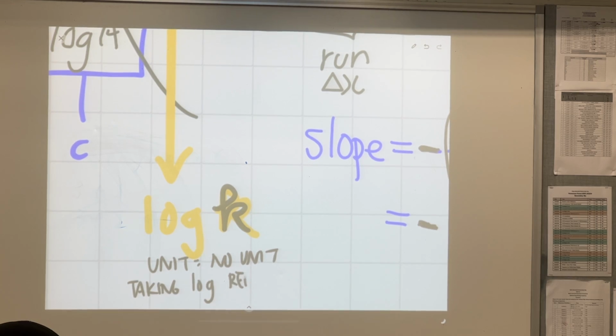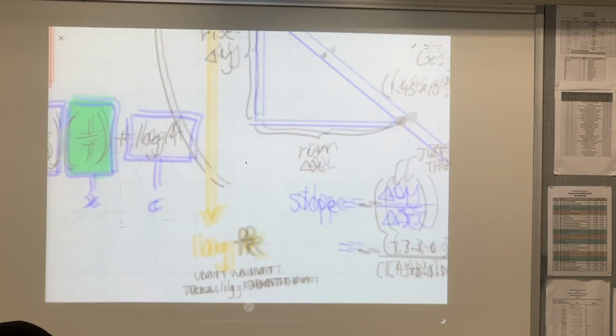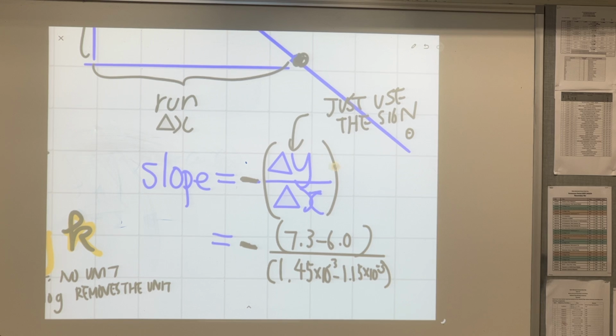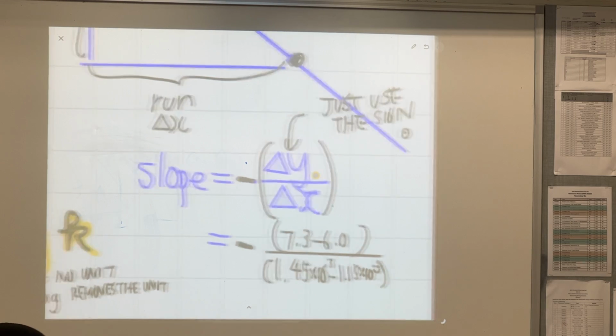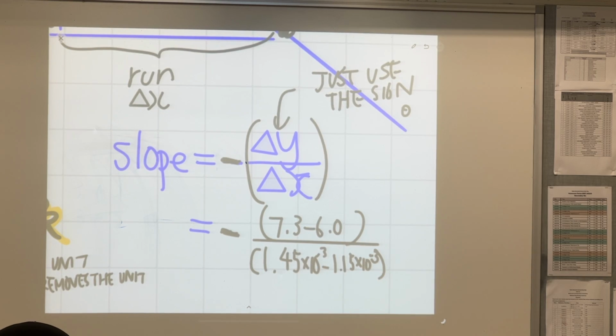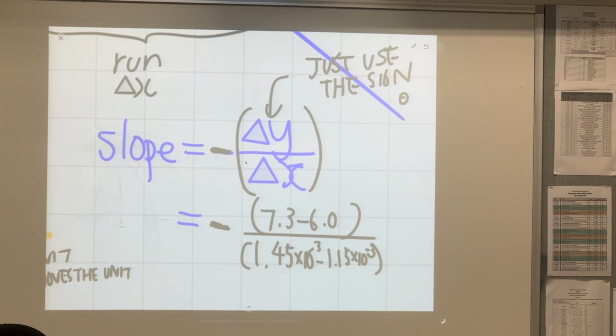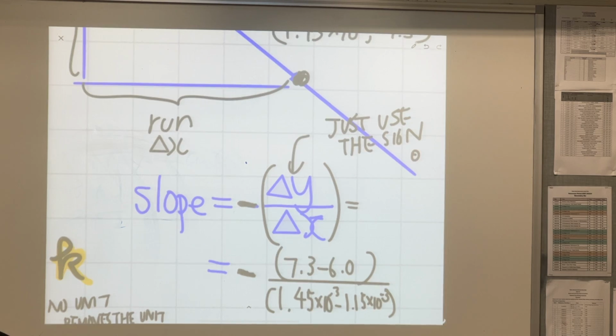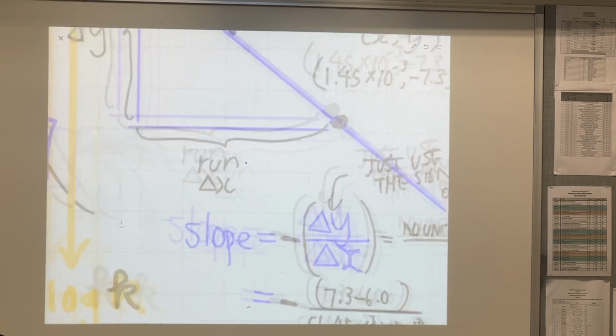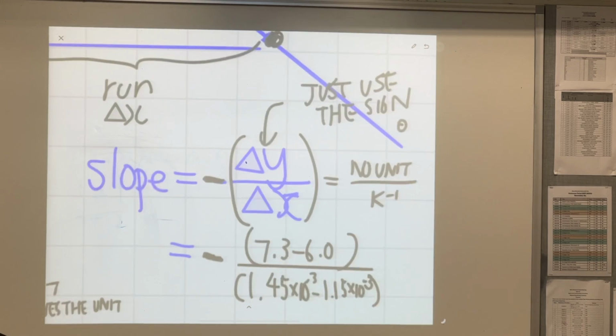So taking log removes the unit. So now, if they were to take the question up a notch, and they ask you what would the unit be with your answer? Okay, so you can write, because change in y has no unit, and when you divide by change in x, which has a unit per Kelvin, what is the unit of slope then? Kelvin. Yeah, so the unit will be Kelvin.